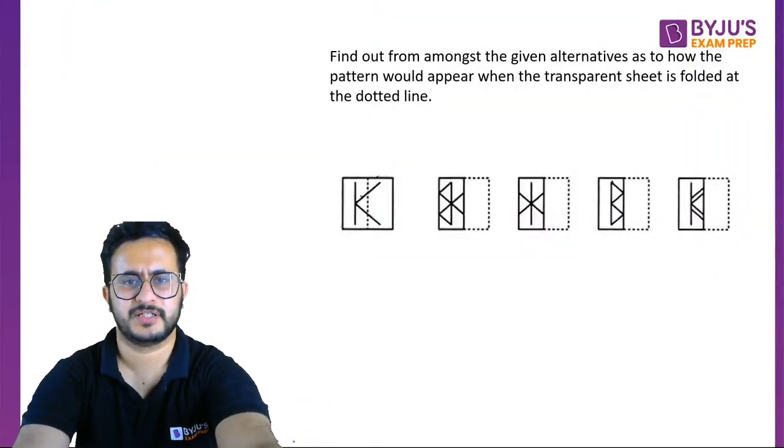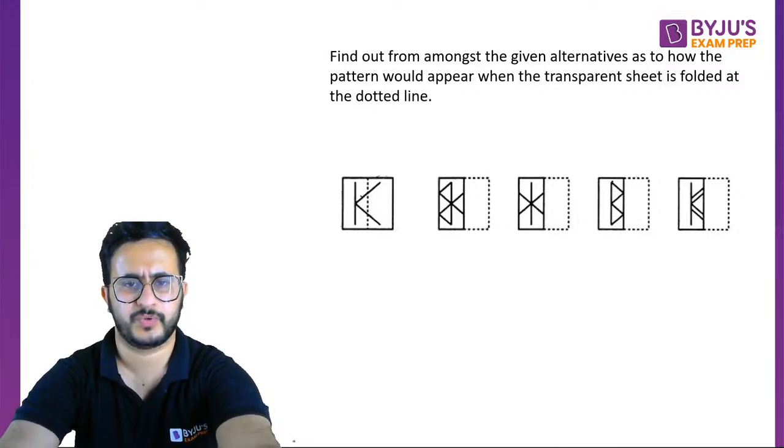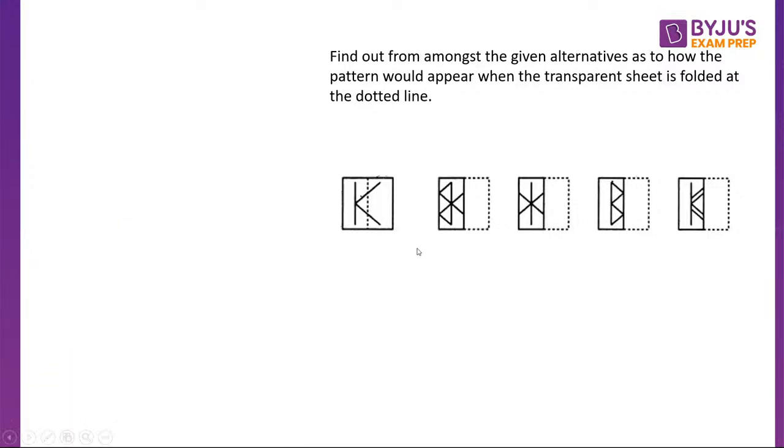So let's start with today's quiz. It is the first question of the day. It says: find out from the given alternatives how the pattern would appear when the transparent sheet is folded at the dotted line. So one needs to fold along the dotted line and find out how it looks when it is folded.